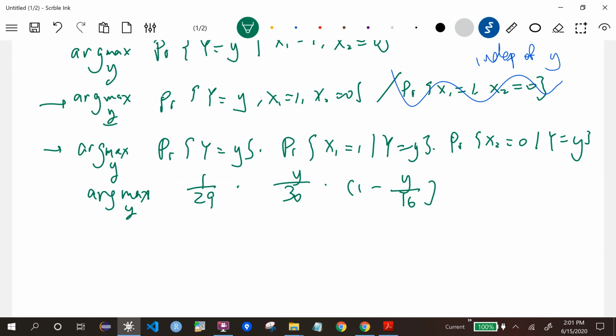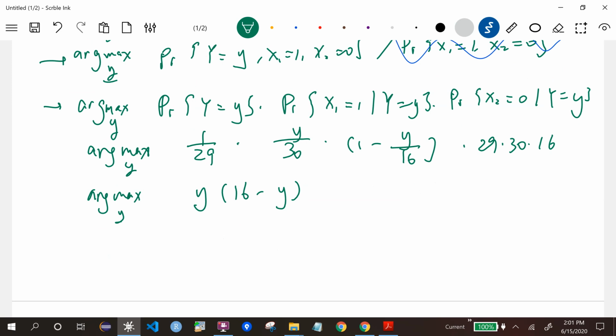Argmax of y. So now we can get rid of the constants again, so we can multiply this basically by 29, 30, 16. So this will be argmax of y, y times (16 minus y). So now it seems something that's kind of manageable.